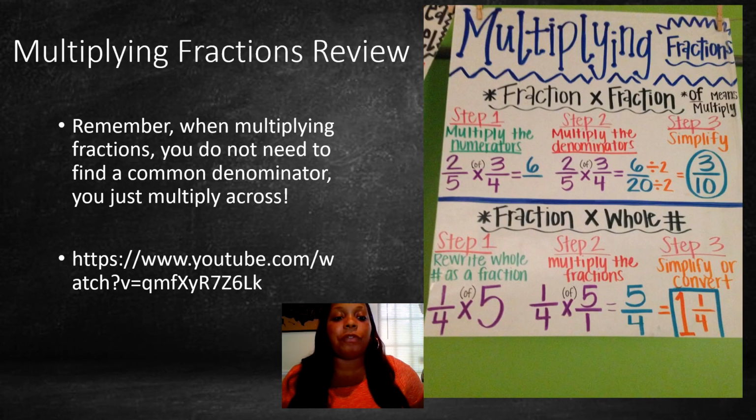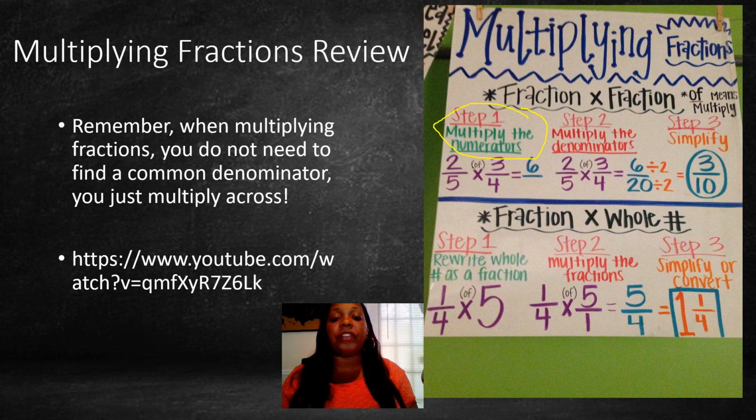Okay, so we're going to review multiplying fractions. I want you guys to remember that when we're multiplying fractions, we do not need to find a common denominator like we do when we're adding and subtracting fractions. It's much easier. On our anchor chart, you can see that our step 1 is multiply the numerators.